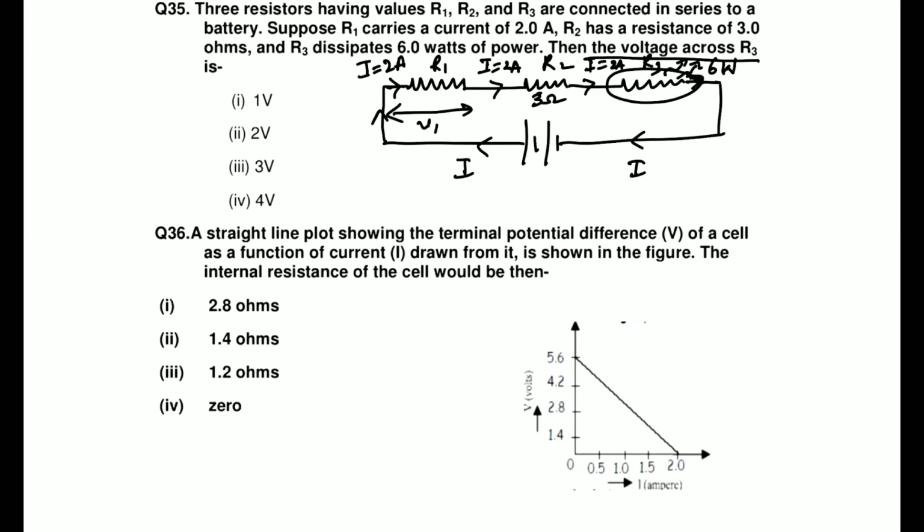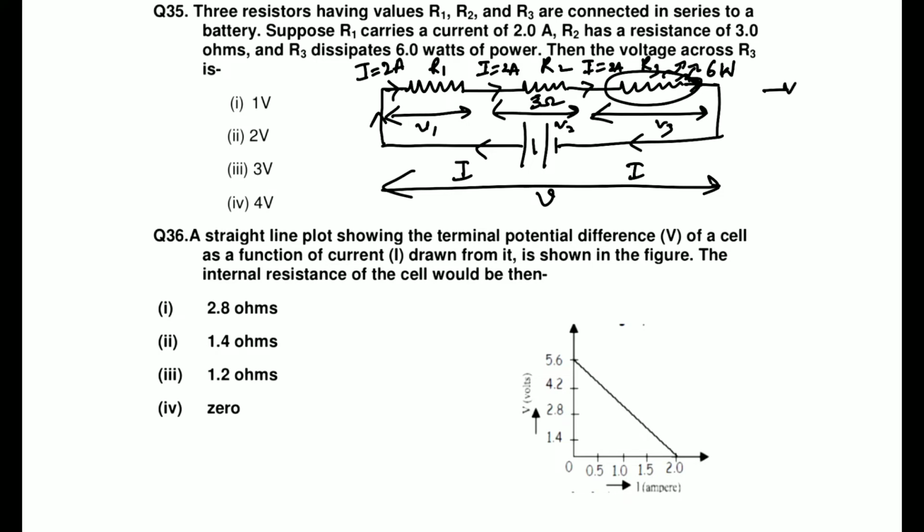So obviously this will be divided into some V1 voltage, some V2 voltage, and some V3 voltage, and you have to understand this entire battery is giving you some V voltage, and V is equal to V1 plus V2 plus V3, right? So we will not look into that. We will be talking about the resistance R3 because we are supposed to find out the potential across your R3. So this is what all things are given.